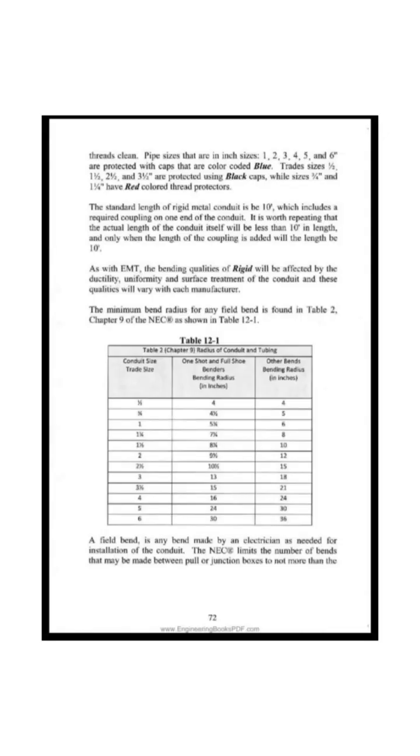The minimum bend radius for any field bend is found in Table 2, Chapter 9 of the NEC as shown in Table 12 to 1. A field bend is any bend made by an electrician as needed for installation of the conduit. The NEC limits the number of bends that may be made between pull or junction boxes to not more than the equivalent of four quarter bends, or 360 degrees of total bend. Box offsets, if used, must be counted toward the 360-degree limit.